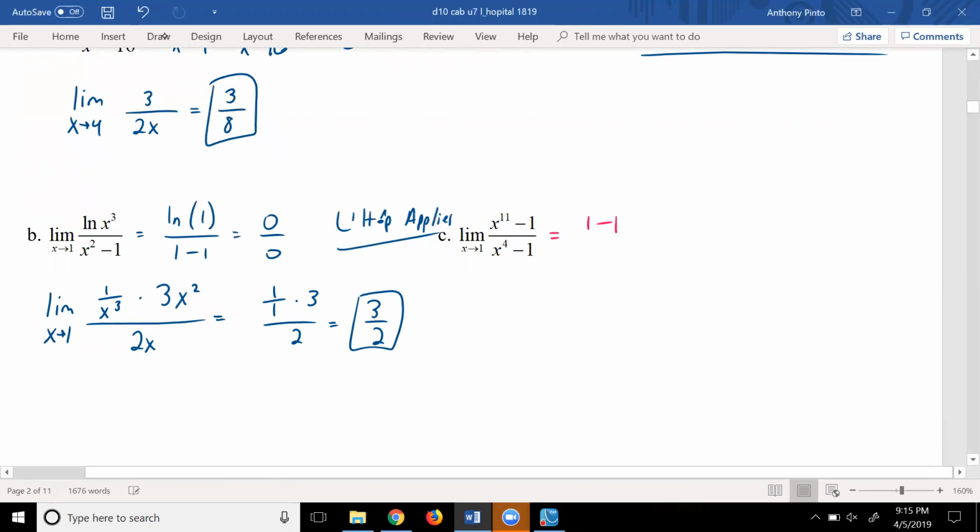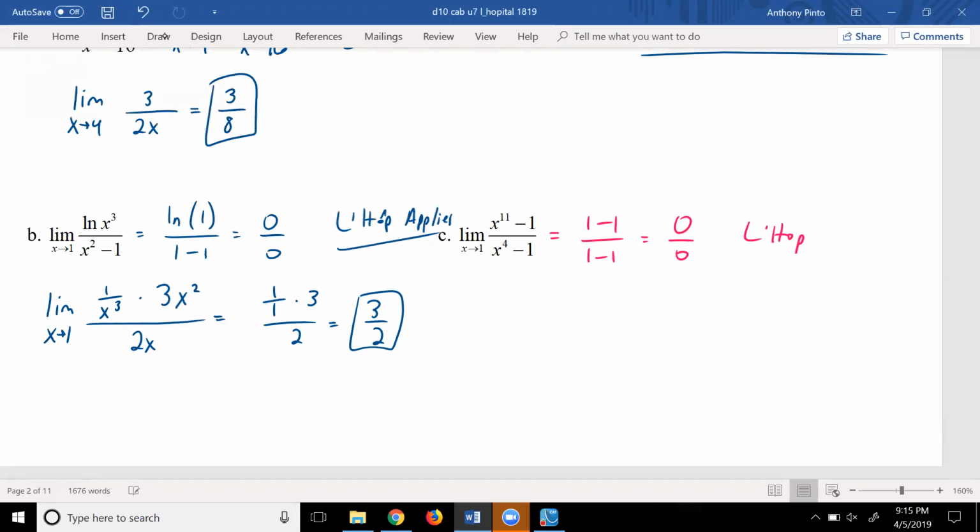Plug in 1, we get 1 minus 1 over 1 minus 1, 0 over 0. L'Hopital's applies. And like we did in the last few problems, the limit as x approaches 1 of 11x to the 10th over 4x cubed. We plug in 1, we get 11 over 4, and we've got our answer.